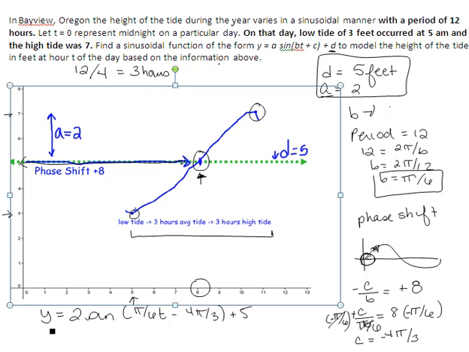Another way we could have written this is by recognizing that we could put what's in parentheses in factored form. If I put it in factored form, I could recognize my value for C as t minus 8. When I distribute that pi over 6 through, pi over 6 times t gives me pi over 6 t. Pi over 6 times negative 8 indeed gives me negative 4 pi over 3. I could have kept this in either form.